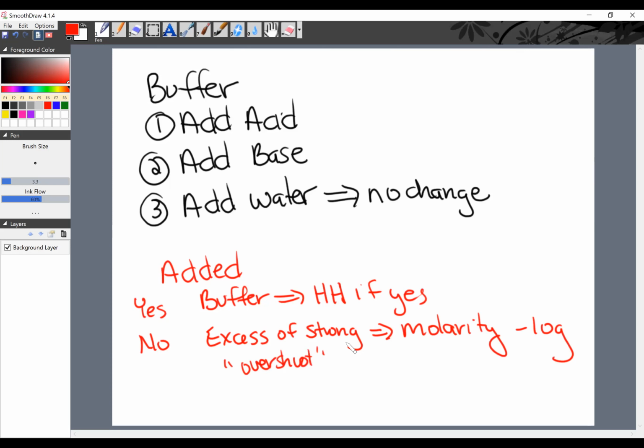All right, kind of a long video, but that is what you would do with the addition of acid and base to your buffer, and technically water.